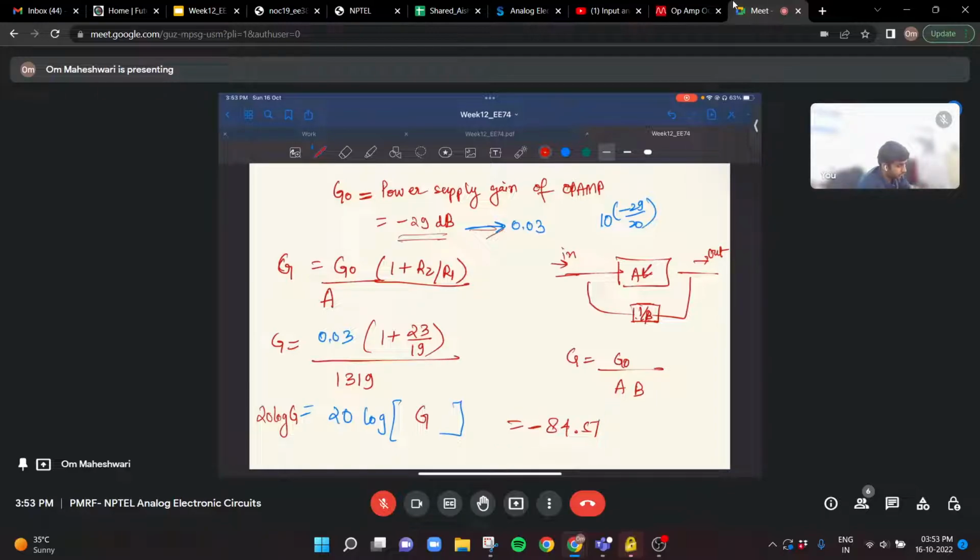So this will be the answer here: G equals 84.51 dB. Is it fine? Yes, sir. Correct.